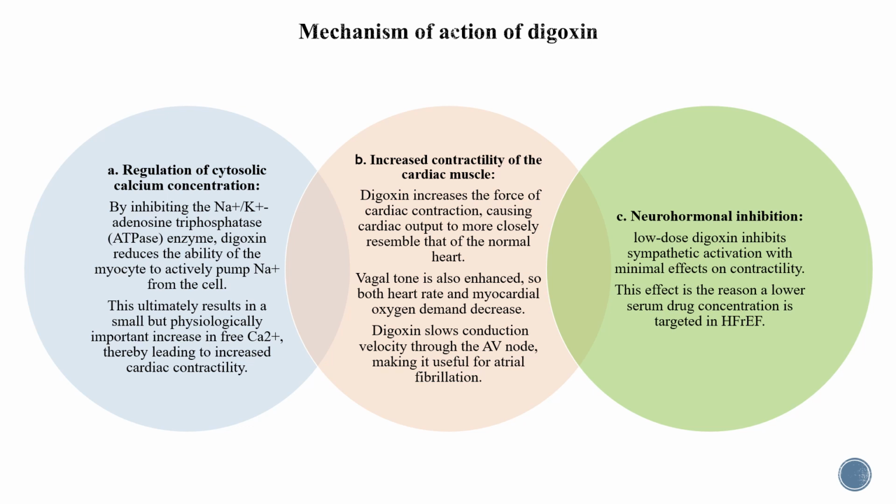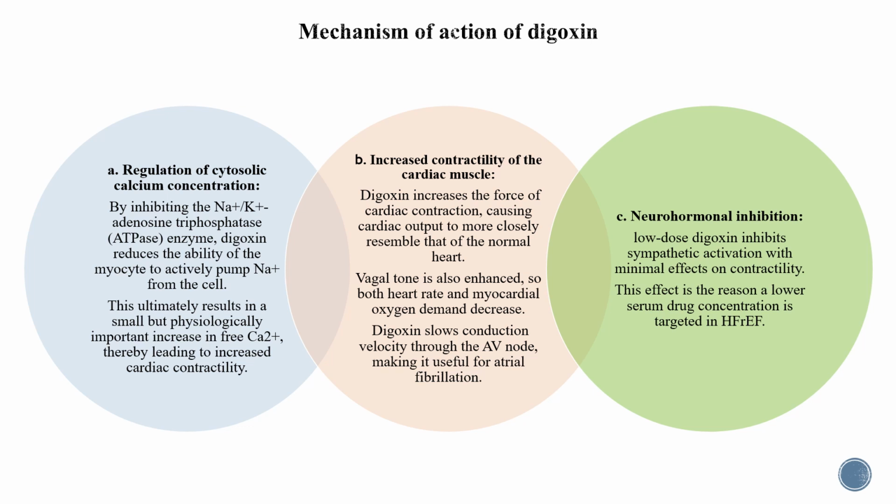So the next mechanism is by increasing the contractility of the cardiac muscle. So this digoxin increases the force of cardiac contraction, causing cardiac output to more closely resemble that of the normal heart. Vagal tone is also enhanced, so both heart rate and myocardial oxygen demand will decrease. Digoxin slows conduction velocity through the AV node, making it useful for atrial fibrillation.